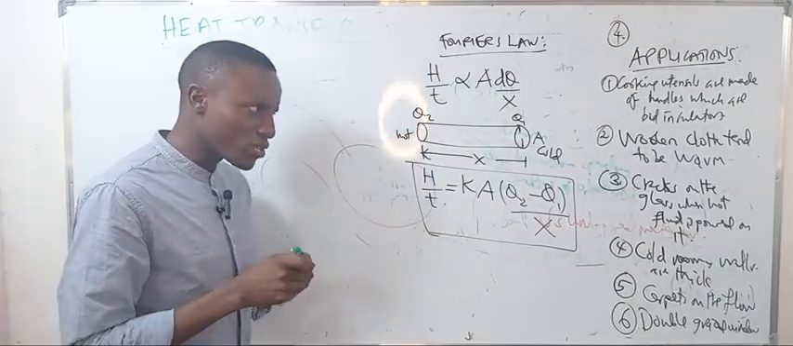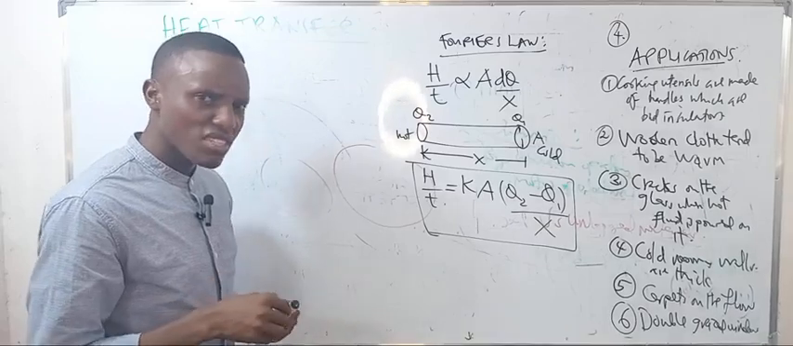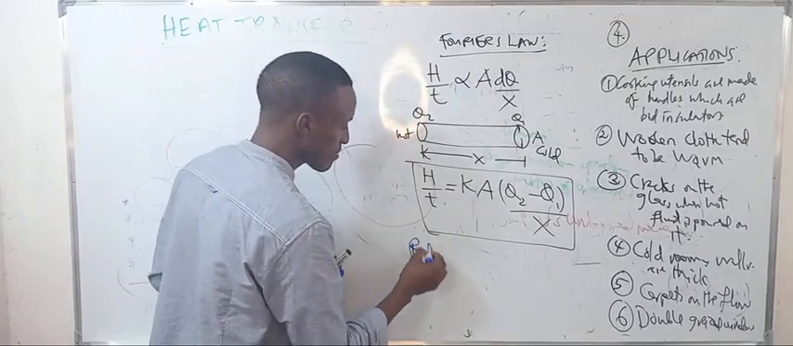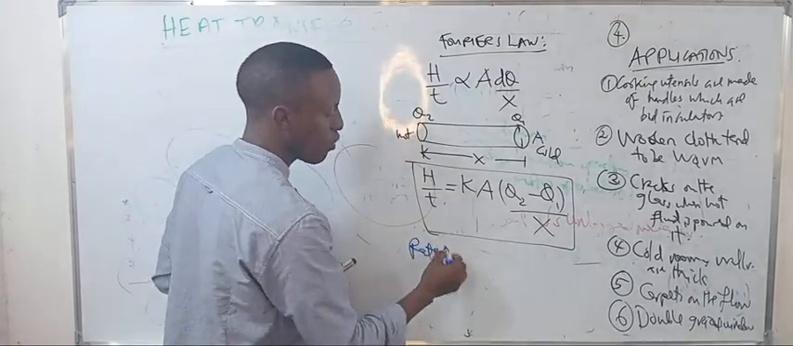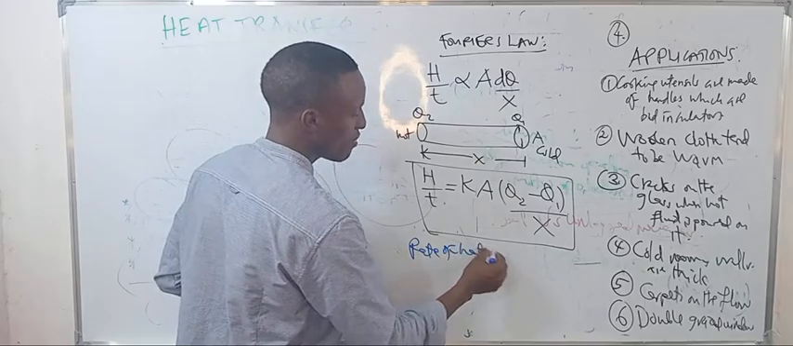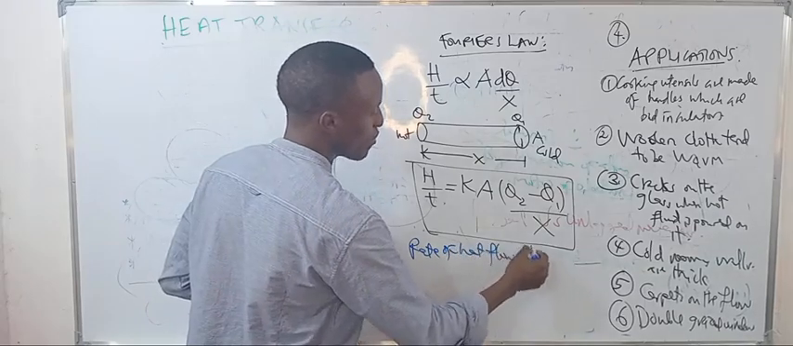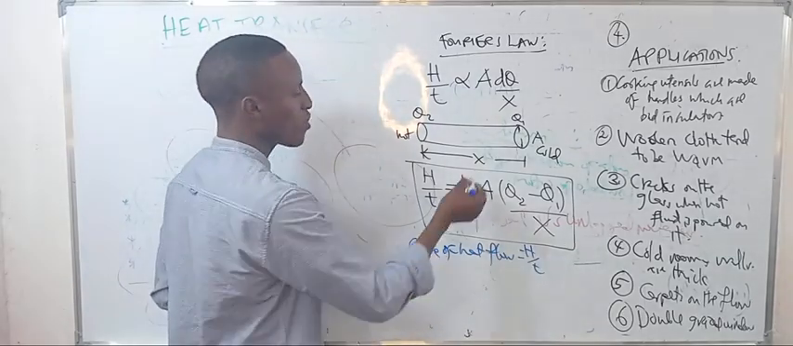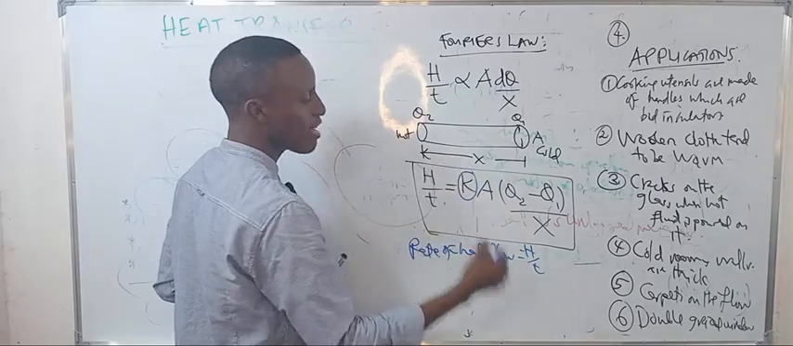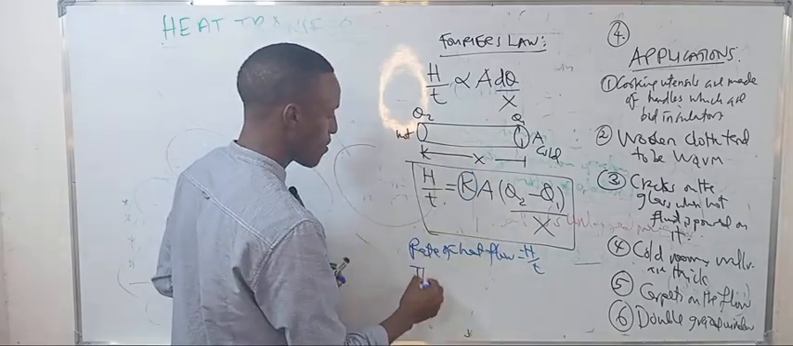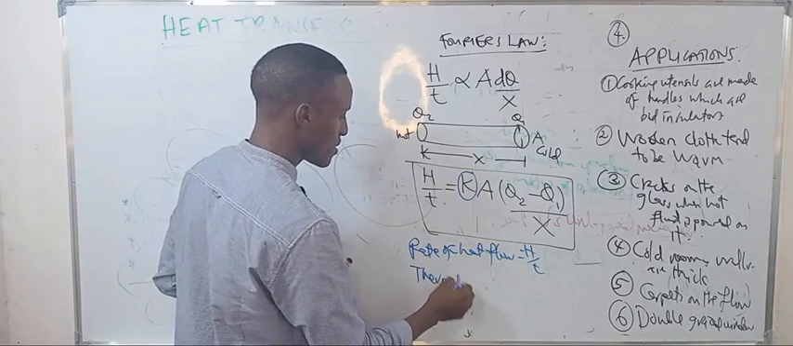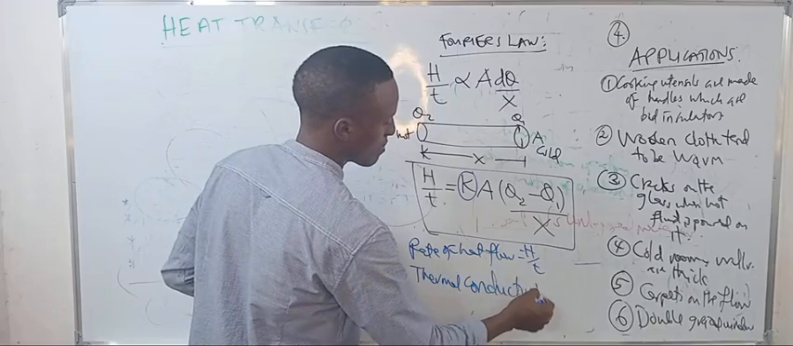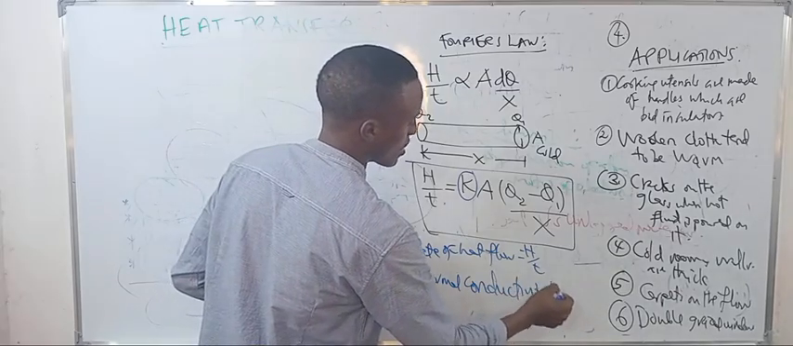But there are some technical terms here to note. I've just said the rate of heat flow. What's the rate? Rate of heat flow is the heat flowing per time. What about the thermal conductivity? This K is the thermal conductivity. What is thermal conductivity?